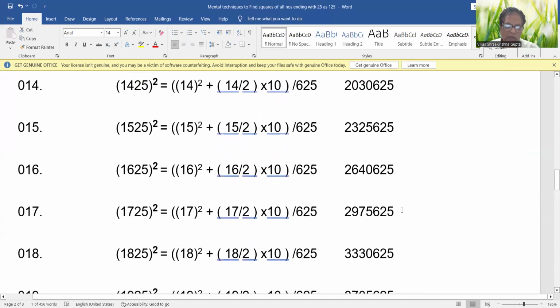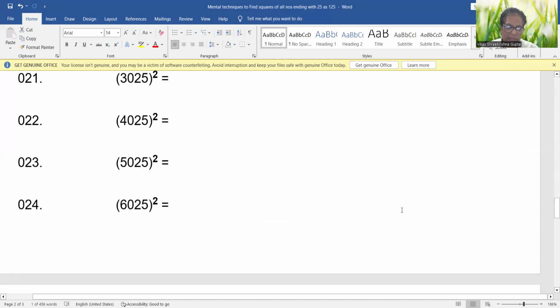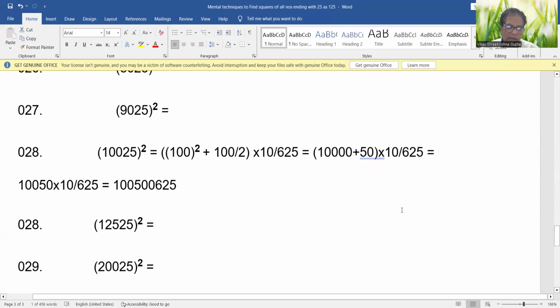So I have shown for all 4-digit numbers. Now I'm also showing you for a 5-digit number. It is 10025, a 5-digit number. So consider only the number 100, the number before 25. So it will be 100 square plus 100 by 2 into 10.